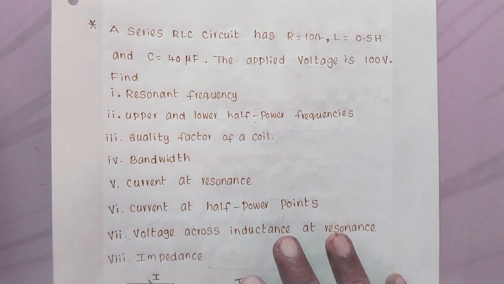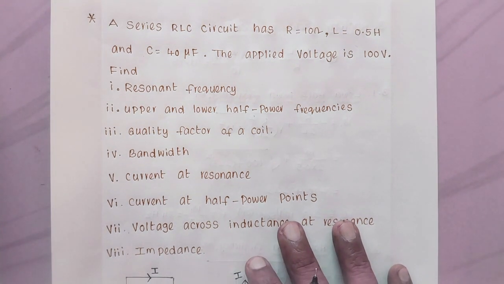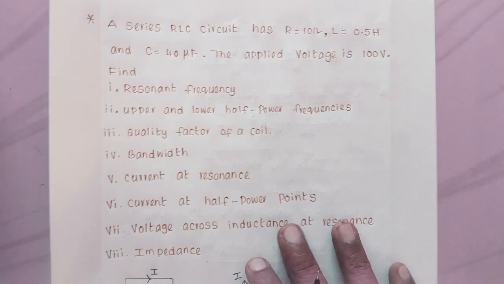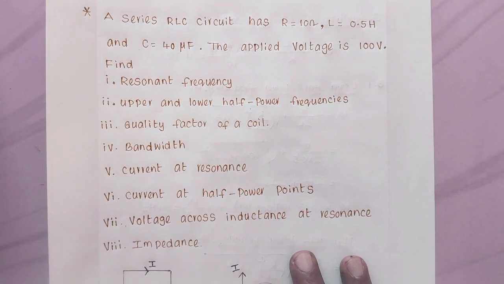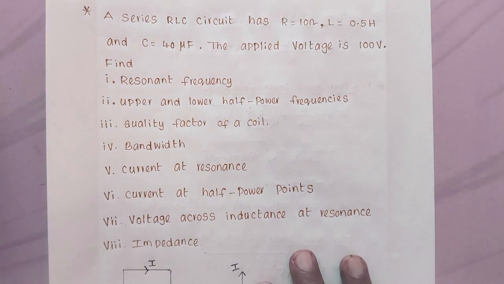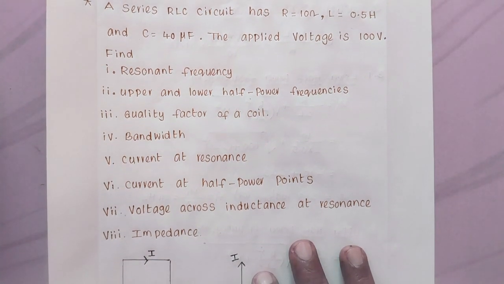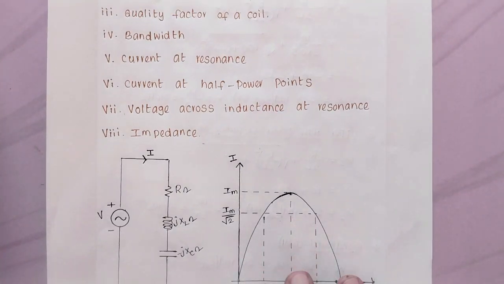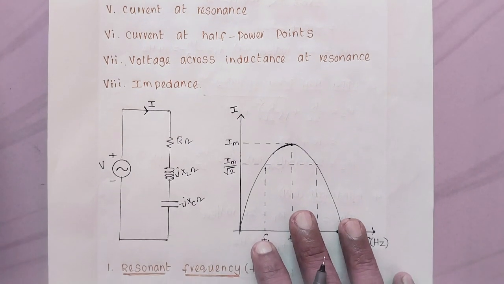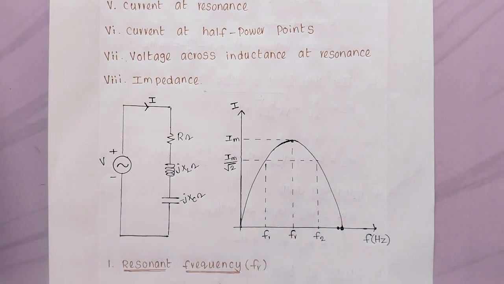So here we are asked to find resonant frequency, upper and lower half power frequencies, quality factor of a coil, bandwidth, current at resonance, current at half power points, voltage across inductance at resonance, impedance. Now let us draw the diagrams first. Resistance, inductance and capacitance connected in series, and the combination is connected to a voltage source, here V.